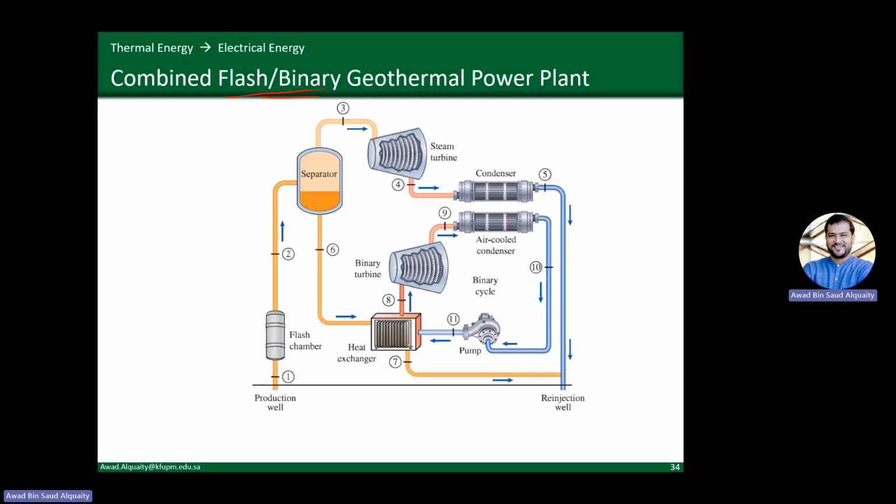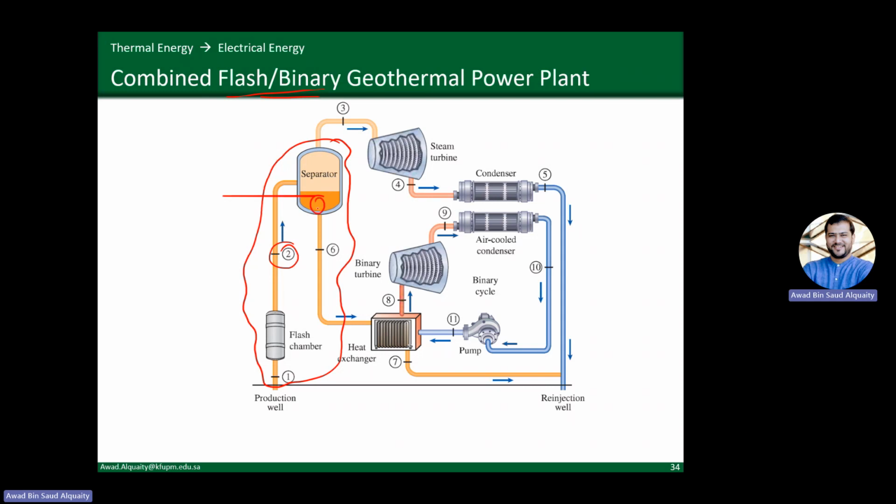So what are we looking at? Well, what we have is initially a flash kind of a cycle where you take the hot water from the geothermal resource, you send it through a flash chamber to reduce the pressure in an isenthalpic manner to get a two-phase mixture, a saturated liquid-vapor mixture at state two, and then we send it through a separator to separate the liquid and the vapor part.